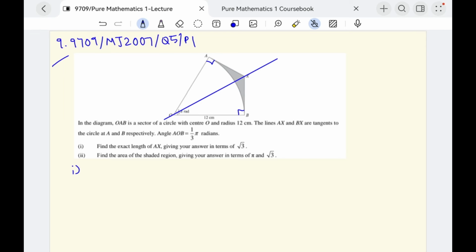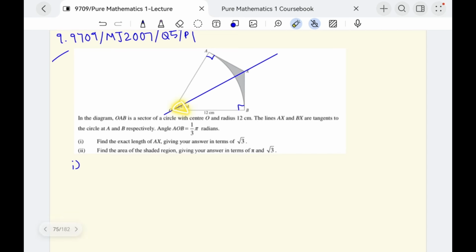So how to find it? As you know, this angle is pi over 3, therefore your angle here is pi over 6, because pi over 3 divided by 2, correct? So here is pi over 6 rad. And also OA is your radius, which is 12 cm. And I want to find the AX. So to find the AX, you just use the trigonometric relation.